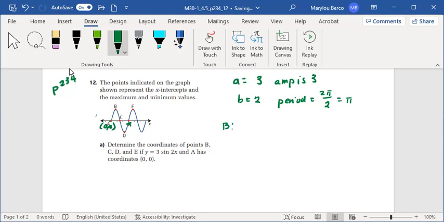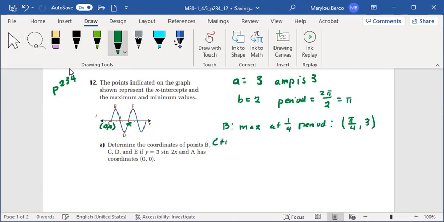Okay, so for point B, a maximum, it occurs at 1/4 of the period. So that point will be pi over 4 and our max of 3.